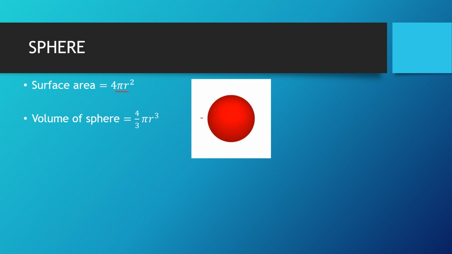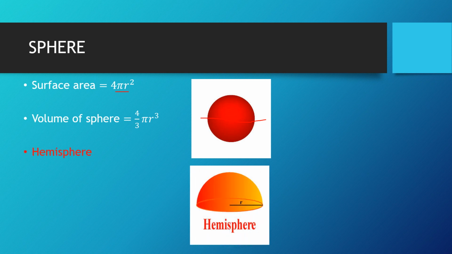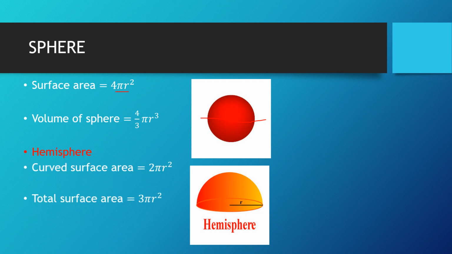Now if I cut the sphere from here, I get two equal halves. Each half is called a hemisphere. You can see this is the radius. So if I talk about CSA, it is 2 pi r square. If I talk about its TSA, it is 3 pi r square, that is 2 pi r square plus the area of the base. What is the area of the base? Pi r square. So it becomes 3 pi r square. Volume of hemisphere is 2 by 3 pi r cube. Okay. Thank you.